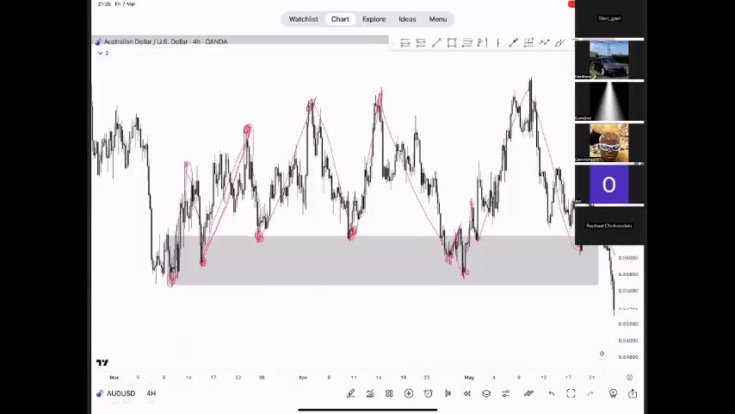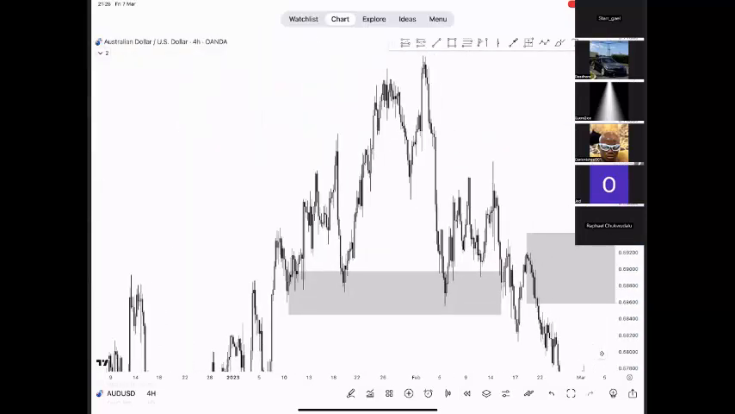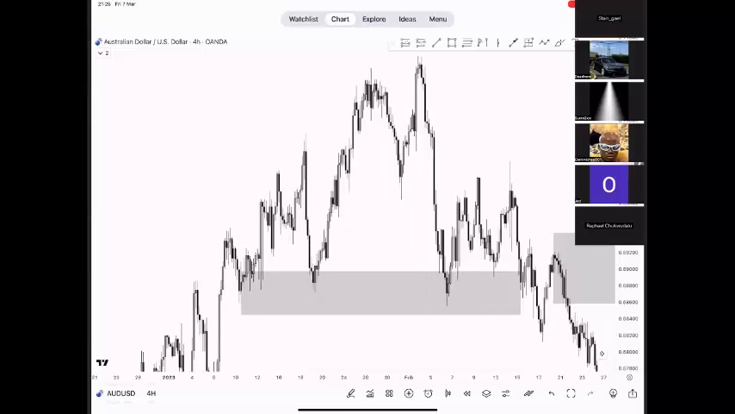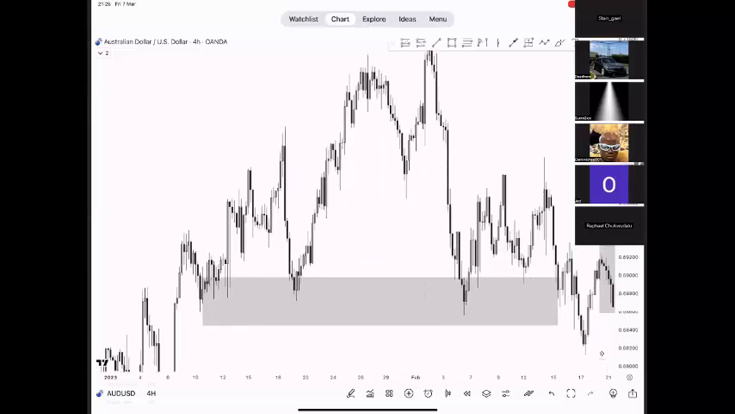Let's look at more examples. I think I have something marked out here again. You can see this particular zone, right? Now this flow was created.